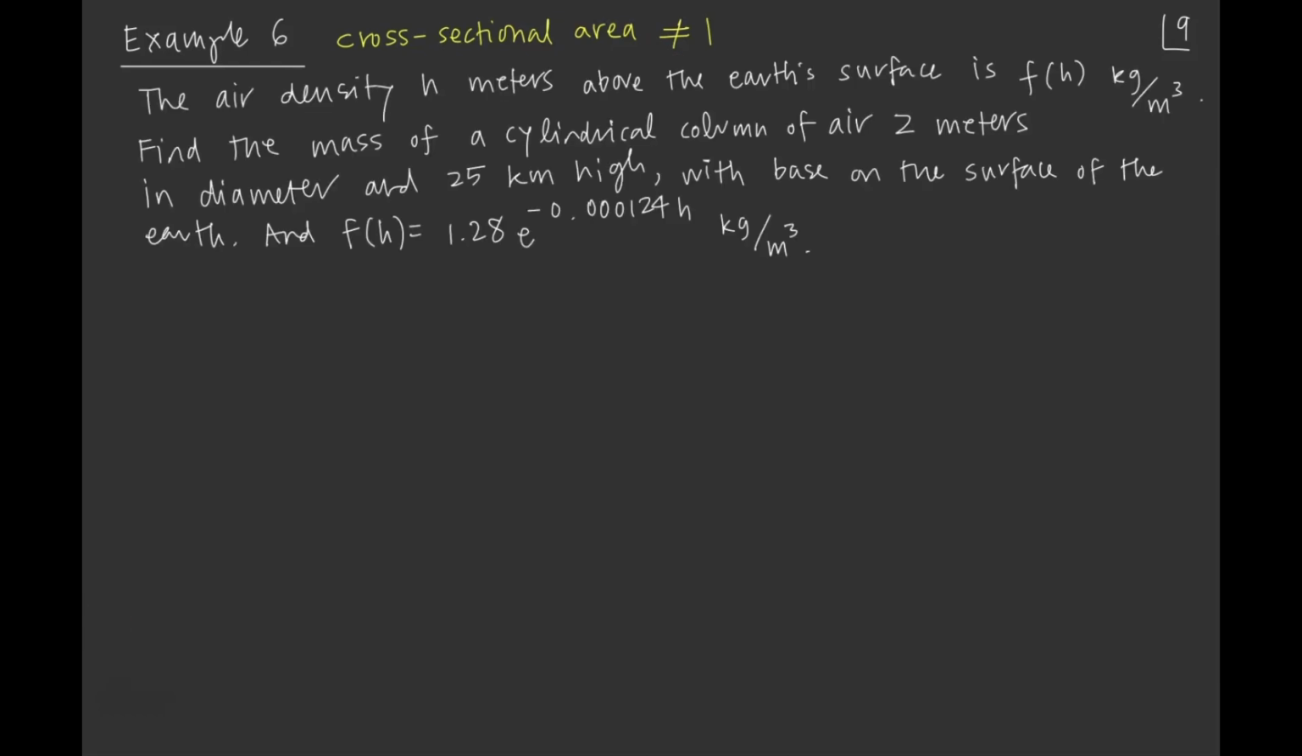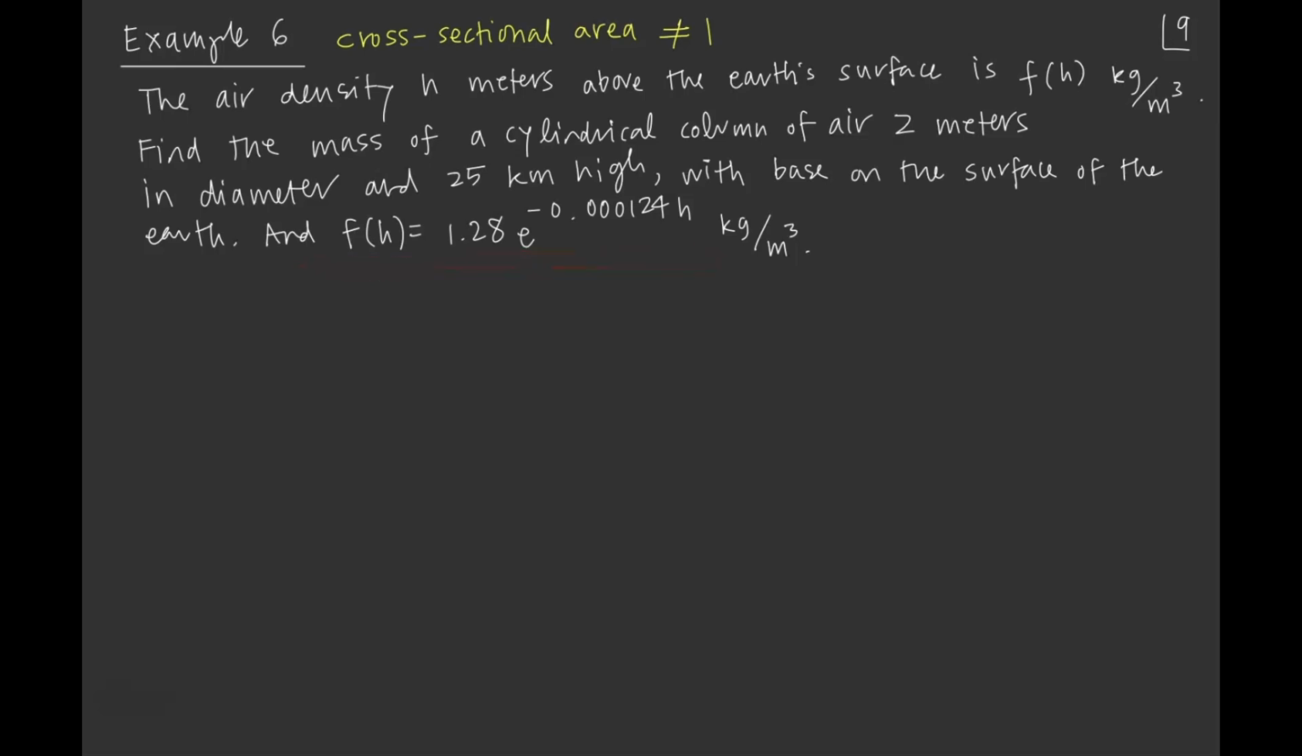Okay, in this example, we're going to look at the air density h meters above the Earth's surface, given by some function f of h, kilograms per cubic meter. Find the mass of a cylindrical column of air 2 meters in diameter and 25 kilometers high. That's pretty high, so that's a super high column of air with the base on the surface of the Earth. And we know that this is the density function here.